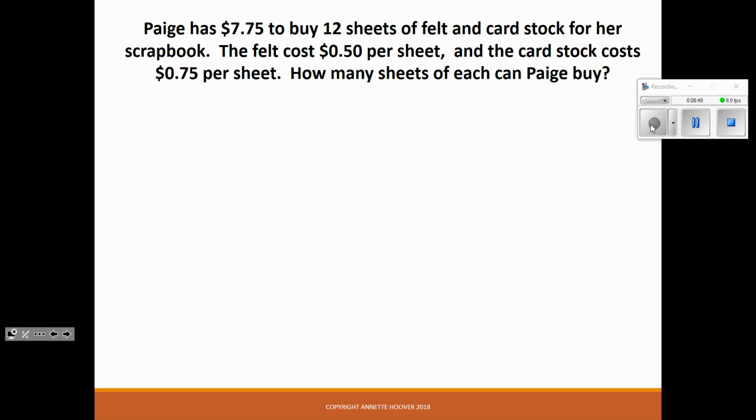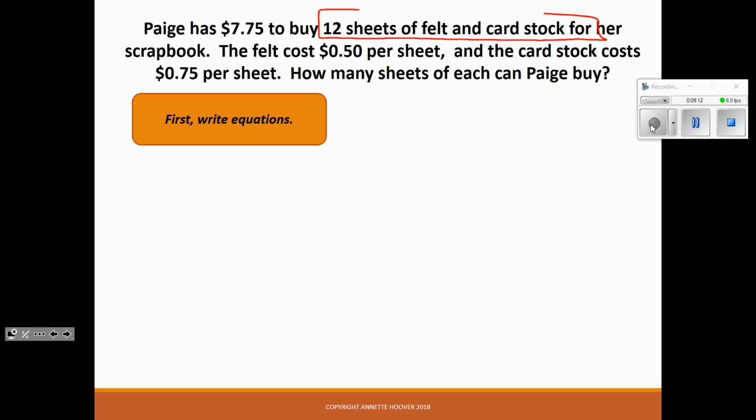So we need to write some equations here. So we know that she has $7.75 to buy 12 sheets of two different items, felt and cardstock. So the sheets of felt and the cardstock have to equal 12 sheets. So we're going to write two equations. One's based on the number of sheets, and one equation is going to be on the cost. So let's just focus on the number of sheets. We know there's 12 sheets of both felt and cardstock.